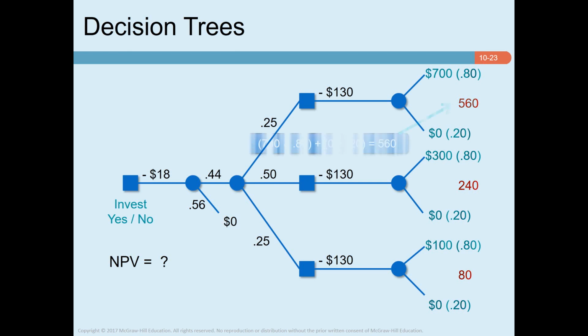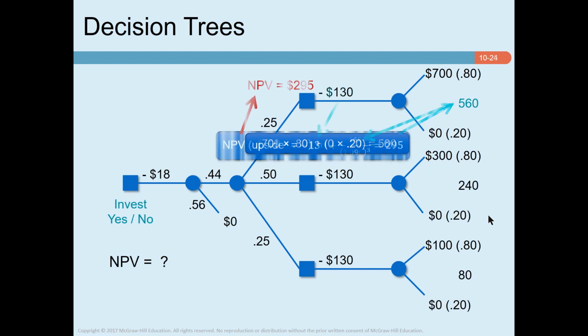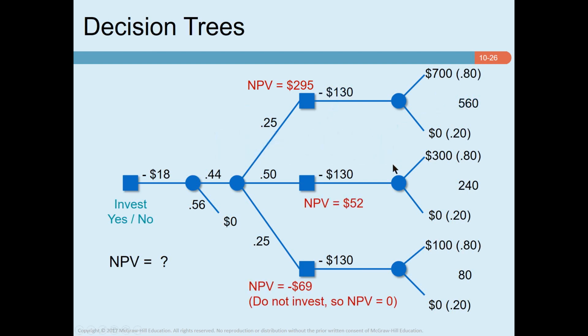So, you can see that considering these possibilities and the additional investment, this is the upside NPV, 295. So 130 is the investment, this is 560 considering the payoffs, and NPV is 295. So that was our upside NPV. And similarly, our most likely NPV is 52, and our downside NPV is negative 69.